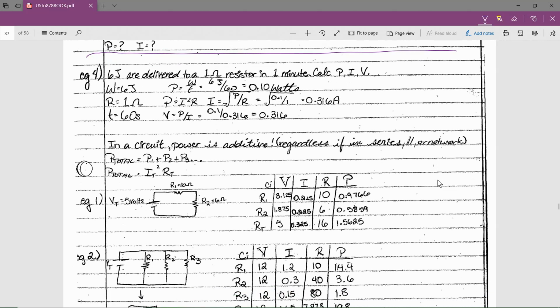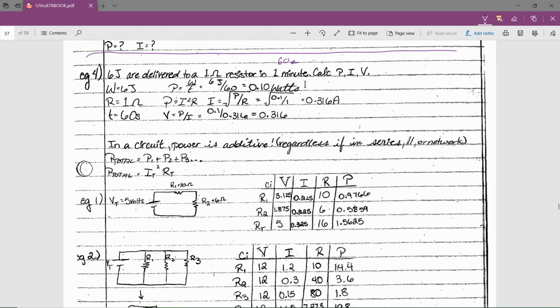Fourth example, let's say 6 joules are delivered to a 1 ohm resistor in 1 minute, 1 minute, of course, being 60 seconds. We want to calculate P, I, V. We've got R, we've got the work, 6 joules. So the power is the work over time, 6 joules over 60, which is 0.1 watts.